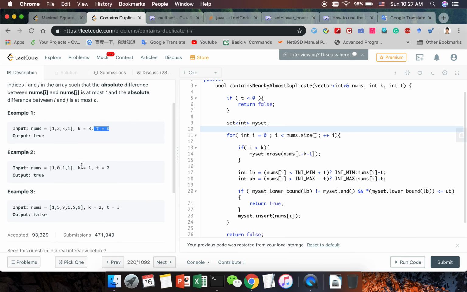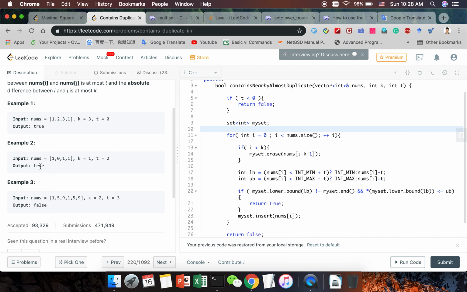And the second example, 1 and 0. Their indices difference is 1, so it satisfies the first condition. The value difference is 1, because the absolute value of 1 minus 0 or 0 minus 1 is 1, which also satisfies the second condition, smaller or equal to t, right? So we should also return true.